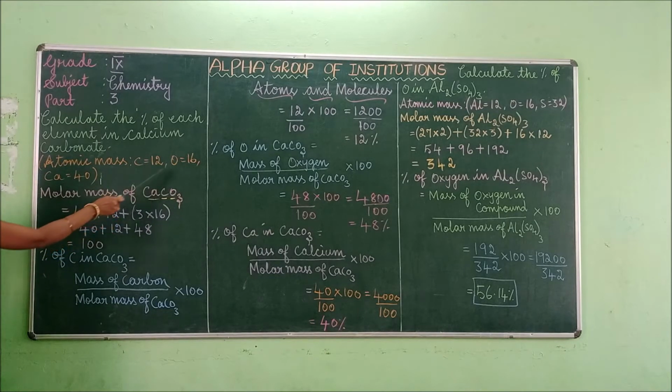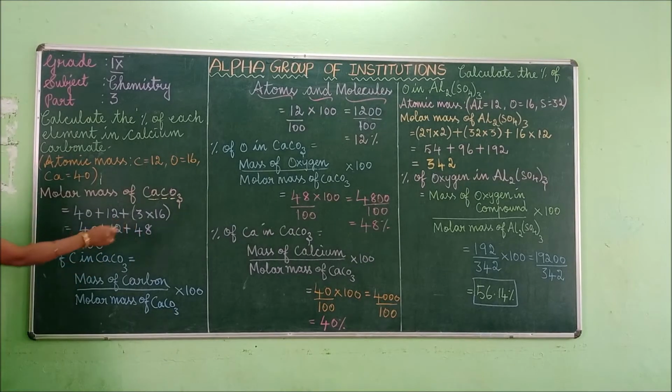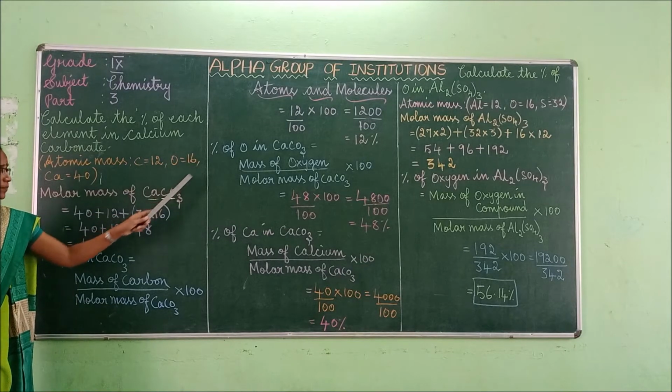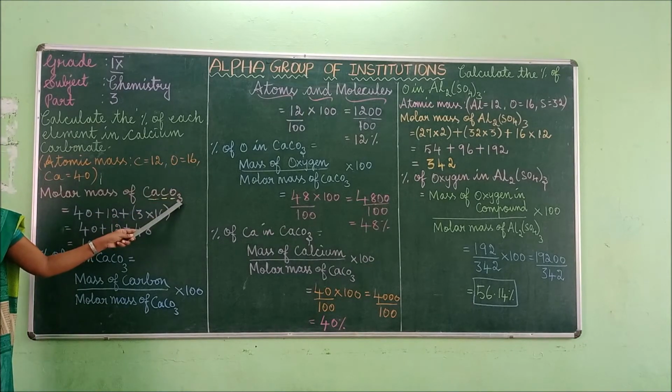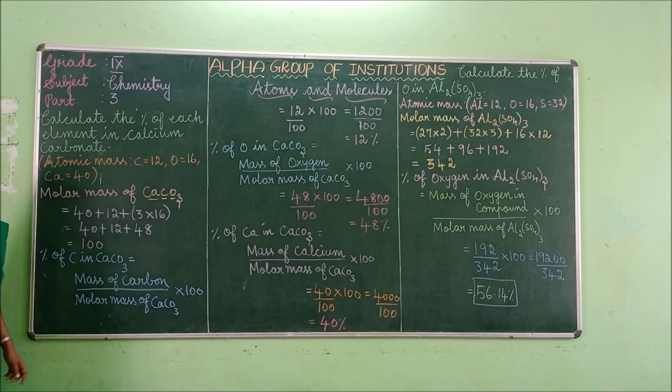For the carbon atom, what is the atomic mass? It is 12, plus oxygen. What is the atomic mass of oxygen? Oxygen atomic mass is 16, right? How many oxygen atoms are present? 3 oxygen atoms are present. So you have to put 3 into 16, right? This is the first step.